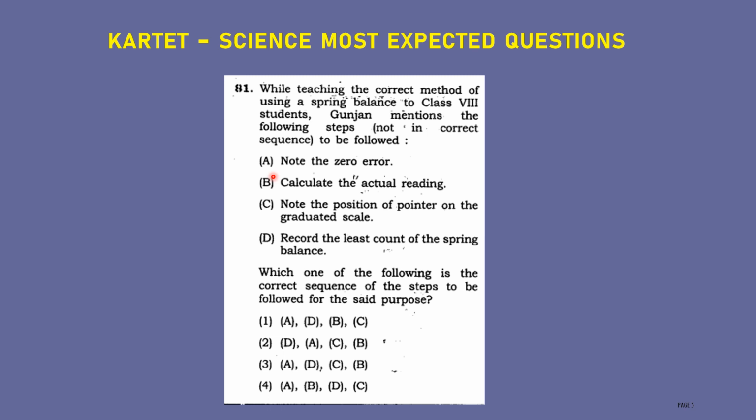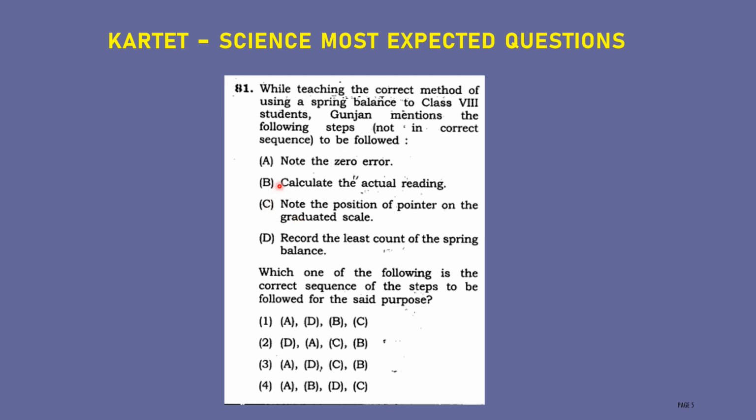Then after recording the zero error, next you have to record the least count of the spring balance. What is the least count of the spring balance? You have to record that. That is the second step. Then the third one is to note the position of the pointer on the graduated scale. When you put some weight on the spring balance, you can see the increase in the position of the pointer. Then you have to record the reading at that position of the pointer.